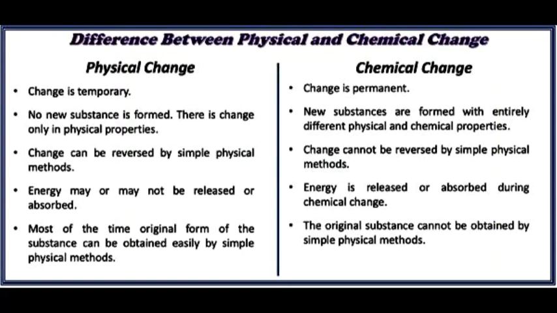And the last basic difference between a physical change and chemical change is, during physical change, most of the time, the original form of the substance can be obtained easily by simple physical methods. But after a chemical change, the original substance cannot be obtained by simple physical methods, right?